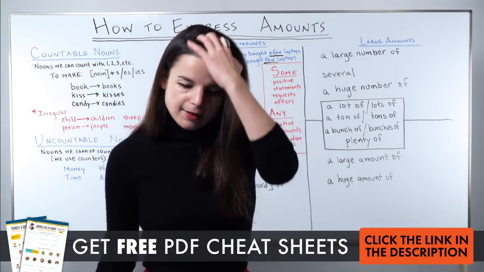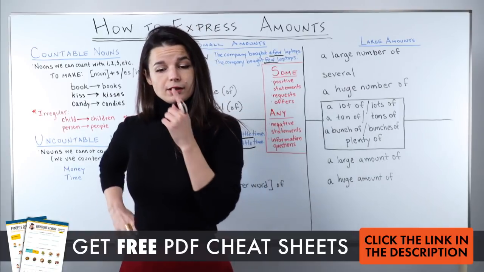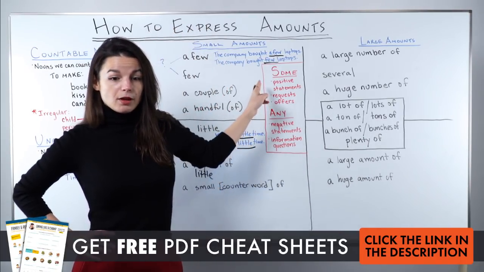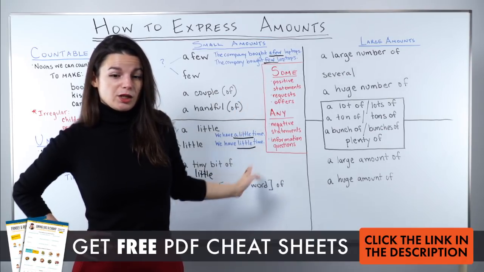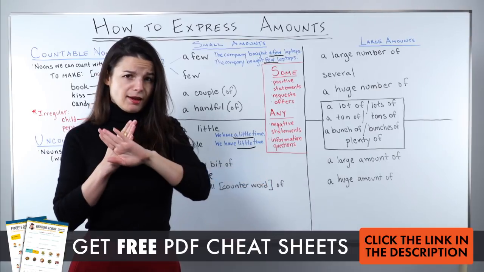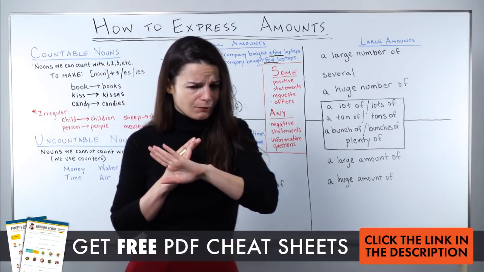Slania K says, couple of for both and more. Do you mean for both countable and uncountable nouns? We use a couple of for countable nouns. We don't use it for uncountable nouns. So I can't say a couple of money. I can't say that. I hope that's your question.